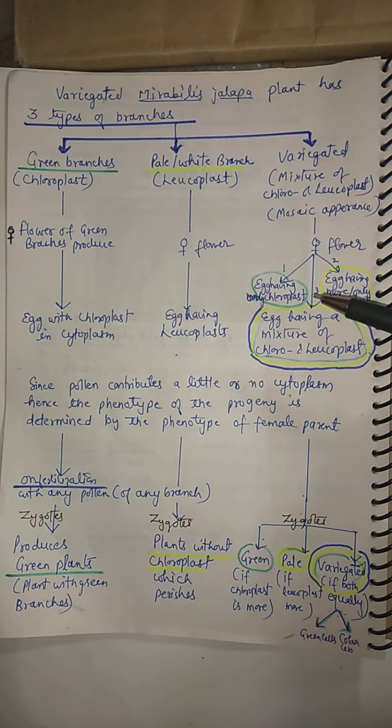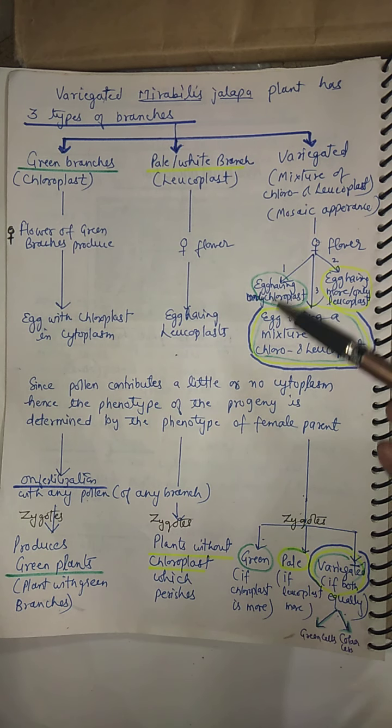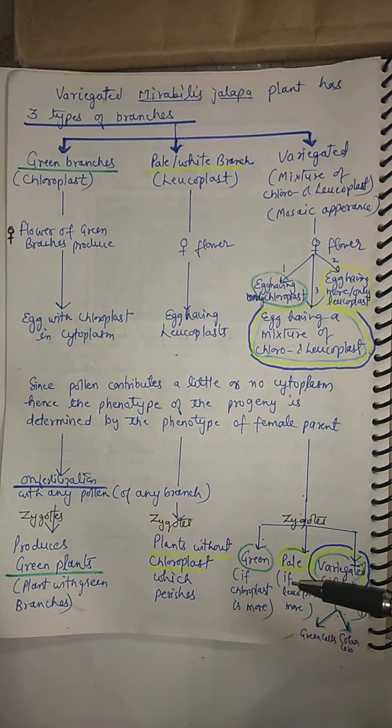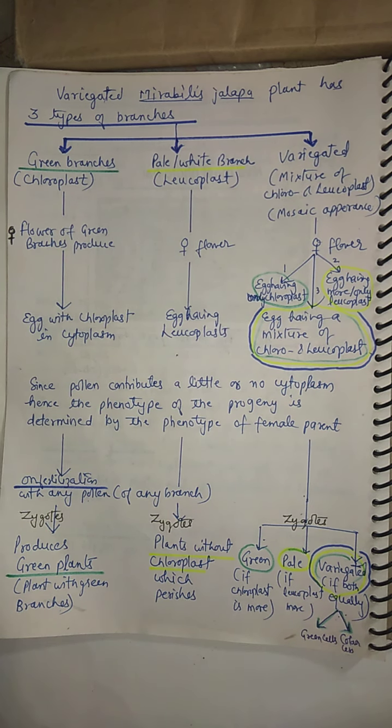The eggs of the variegated branch, which were of three kinds, when fertilized with any type of pollen, formed three types of zygotes. The green chloroplast-containing egg formed a green individual. The leucoplast-containing egg developed into a pale plant which perished, and the variegated egg, having a mixture of chloroplasts as well as leucoplasts, developed into a zygote containing both green chloroplasts and pale leucoplasts.